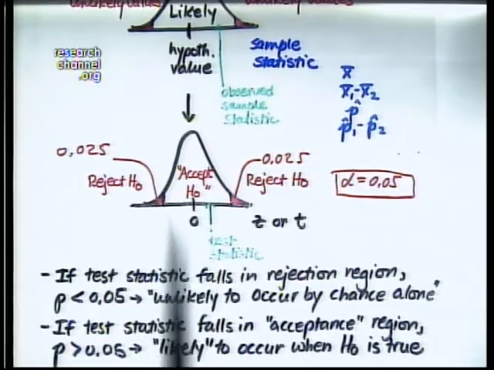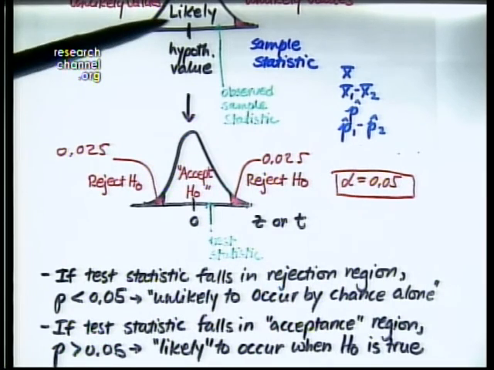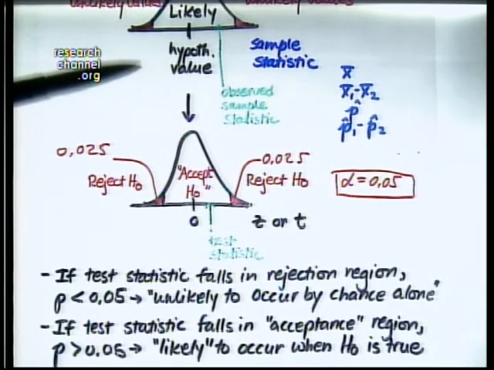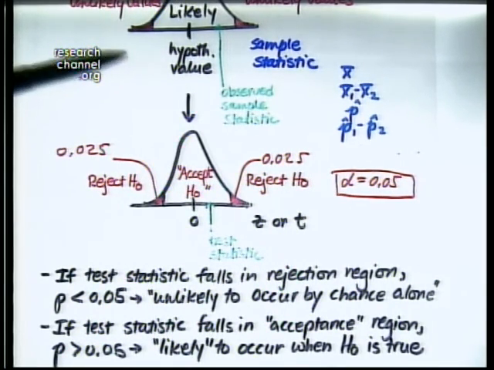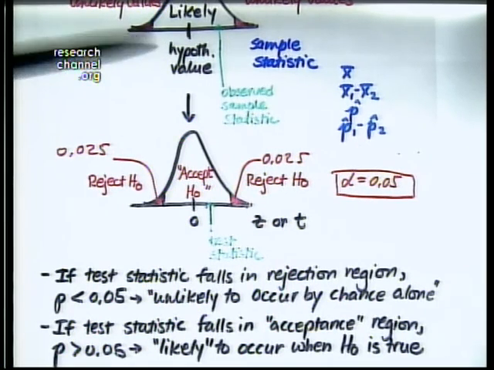On the other hand, if the test statistic falls in this acceptance region, that corresponds to an observed sample statistic that falls in the likely category. Here the p-value would have to be greater than 0.05, and what would we conclude? That it's likely that this value of the observed sample statistic is likely to occur when the null hypothesis is true, when this hypothesized value is true. And in that case, we'd say that it's likely that we sampled from a population having a mean of that same hypothesized value.